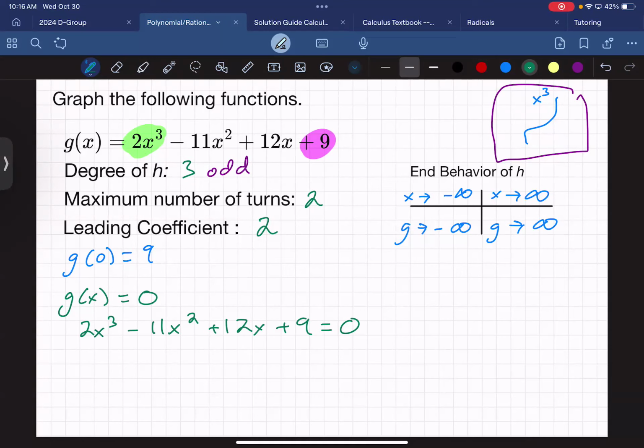How many terms does it have? 4. So try factoring by grouping, right? But is factoring by grouping going to work? No, you could write it out if you need to, but just make sure you go quickly, right?